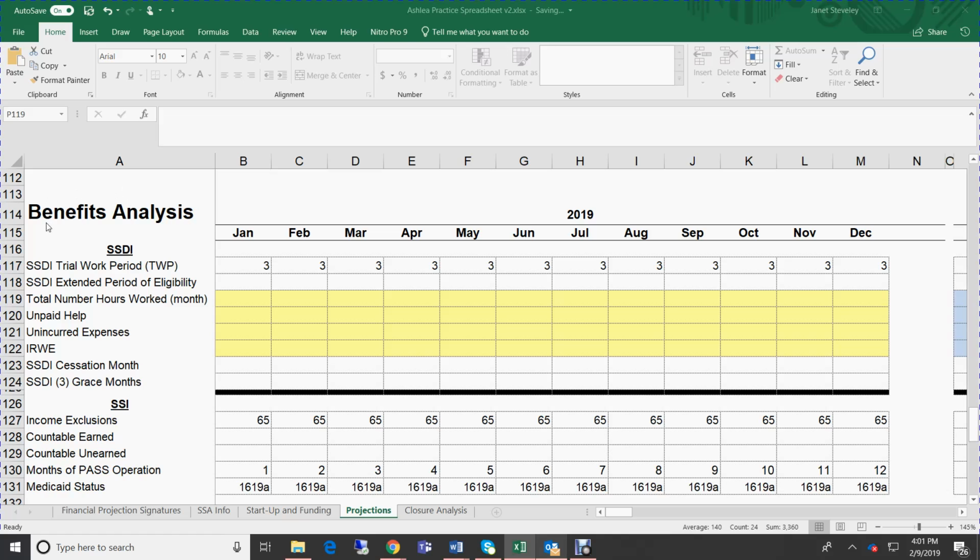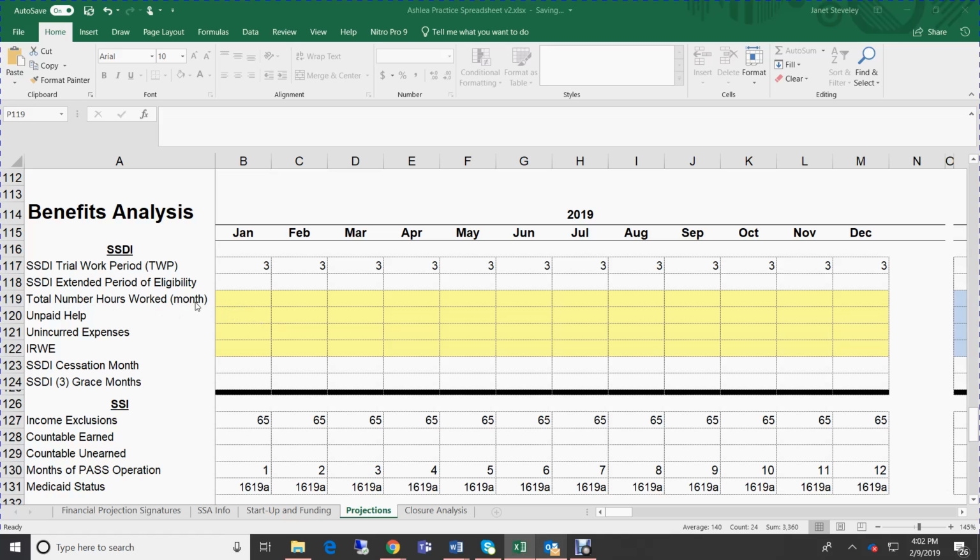Most of the SSA information used in the benefits analysis comes from the data that you entered on the SSA info spreadsheet. However, there is some additional information that we must enter here in the projection spreadsheet as well. All of this data entry occurs in the SSDI section right here. Cells where data can be entered are highlighted in yellow, the same as they were on the financial sections of this spreadsheet. Row 119, right here, is the total number of hours worked per month.